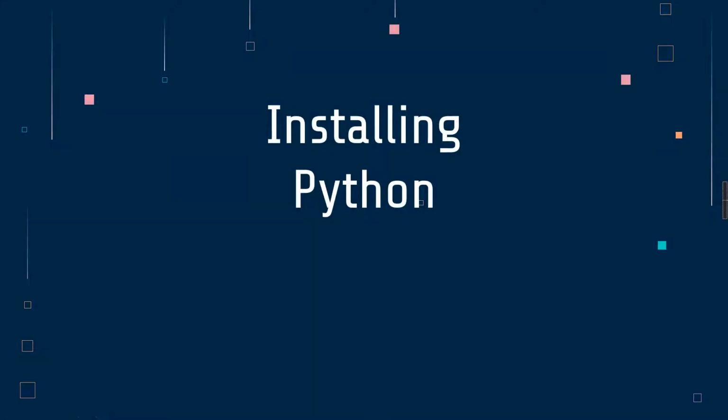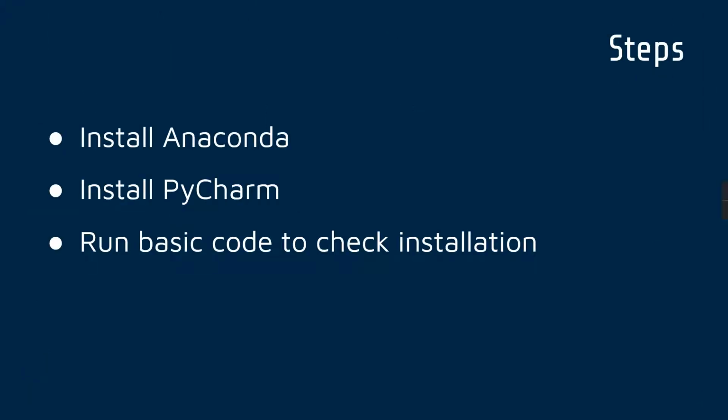Hello everyone. In this video we will discuss how a person can install Python in his or her system. To install Python in the system there are three basic steps a person needs to follow. The first step is to install Anaconda, the second is to install PyCharm, and the third and final step is to actually run some basic code and check whether or not the installation has been done properly. So let's start installing Anaconda and complete our step 1.